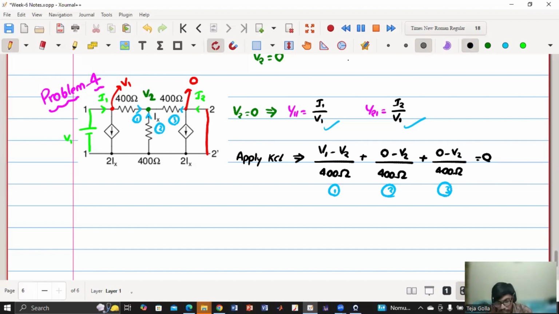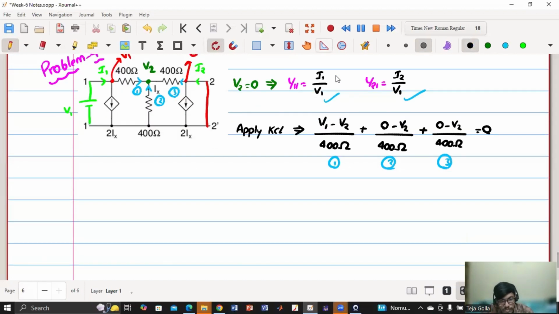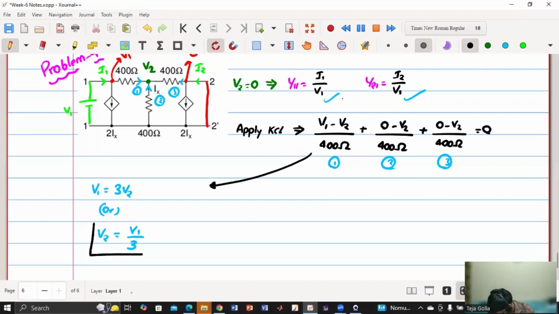Now I can directly get from this V1 equals 3V2, or V2 equals V1 by 3, because I need everything in terms of V1 and V2. So I have got V2 equals V1 by 3. Clear?